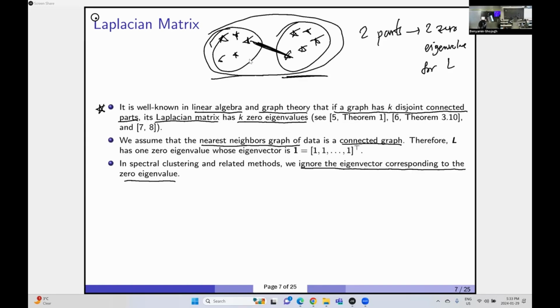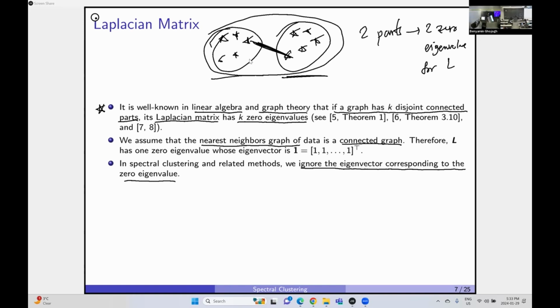And then we said, according to linear algebra and according to graph theory, if a graph has k disjointed connected parts, then the Laplacian matrix has k zero eigenvalues. This is one of the properties of the Laplacian matrix. Okay. So then we said, we assume that we measure the adjacency matrix in a way that we want the graph to be connected.